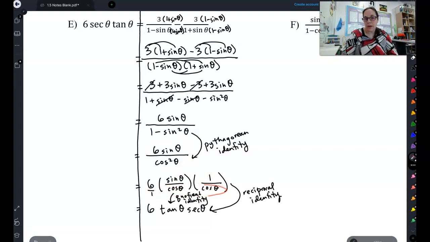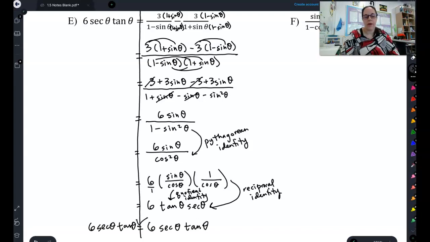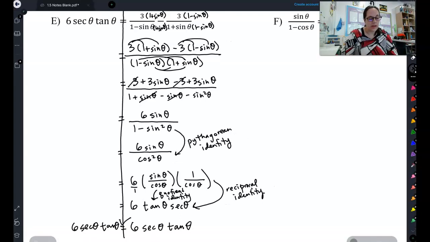Now, why might I do that, you might ask? Because I know sine over cosine turns into tangent because of the quotient identity, and 1 over cosine turns into secant with the reciprocal identity. Now, last step I have to do is move these things around. Because it's multiplying, I'm allowed to do that, so that I get the right-hand side equals the left-hand side. Check. I'm done.